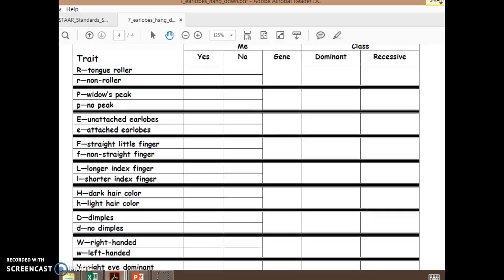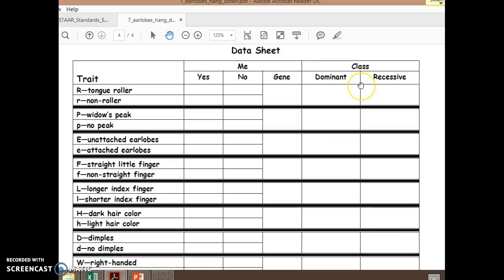Okay? So once we've gone through all of the traits, and you've checked yes or no for all of them, and put your genes, as a class, you can tell me how many people are dominant in class, how many people are recessive. If you're working in groups, you tell me how many people are dominant in your group, how many people are recessive in your group. So you can see the dominant trait is not always the majority trait.